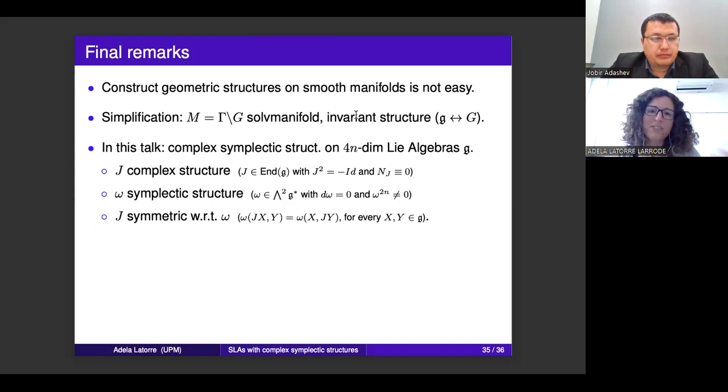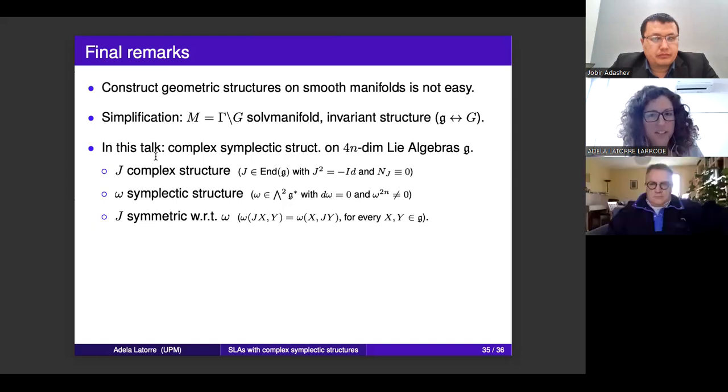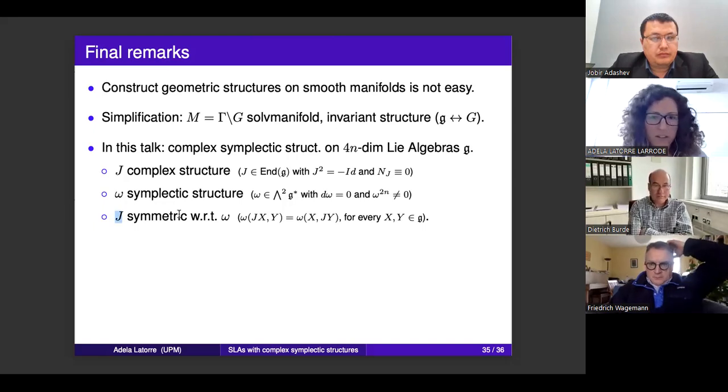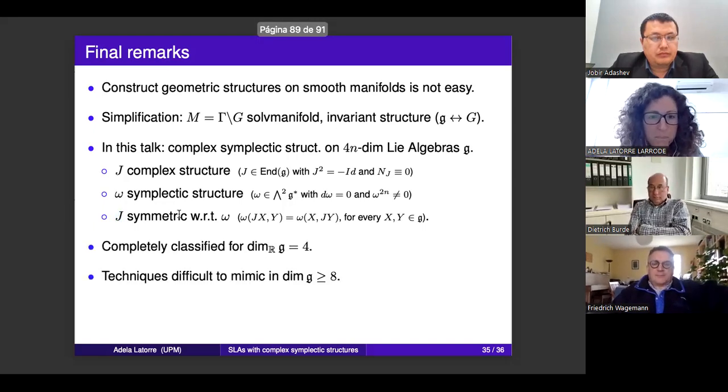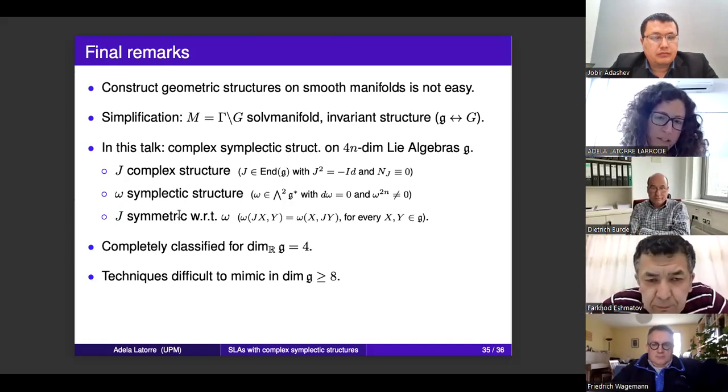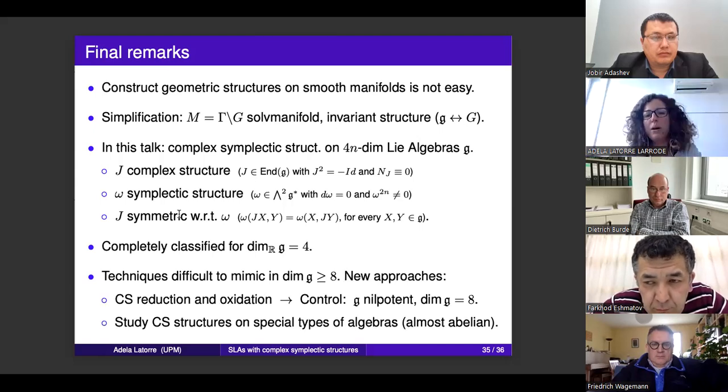In this talk, we have constructed complex symplectic structures on four-dimensional Lie algebras, and this kind of geometric structure is given by a complex structure and a symplectic structure, satisfying some condition between them. In particular, we need that the complex structure is symmetric with respect to the symplectic structure. These complex symplectic structures were totally classified for real dimension four, but the techniques cannot be reproduced in higher dimensions. And that's why we developed two new approaches.